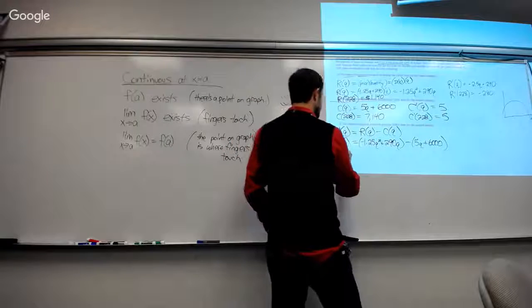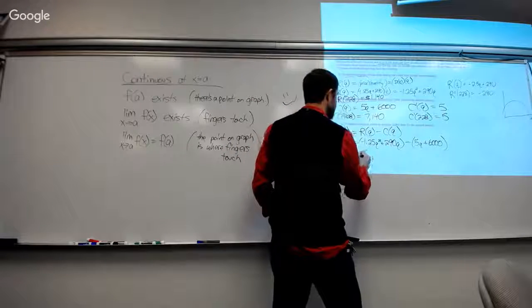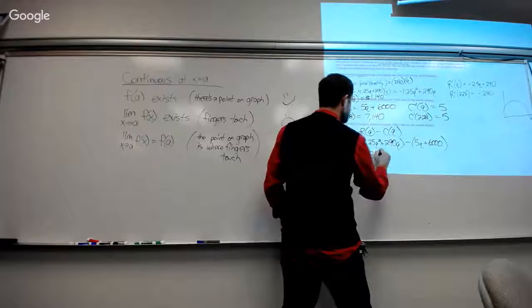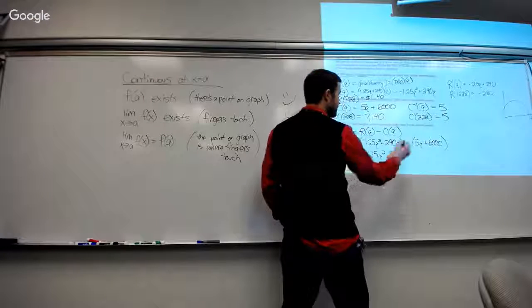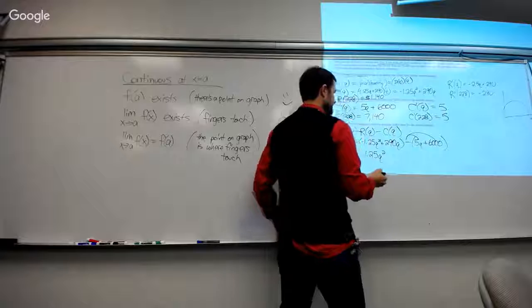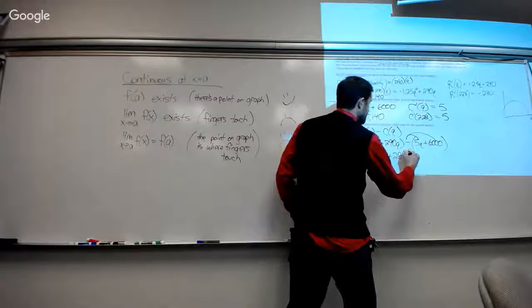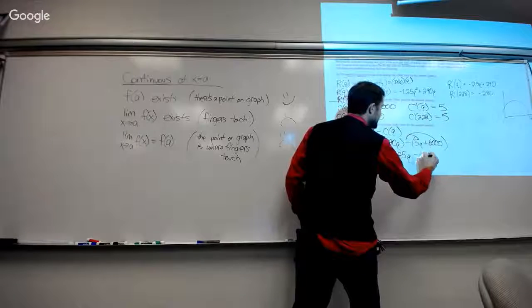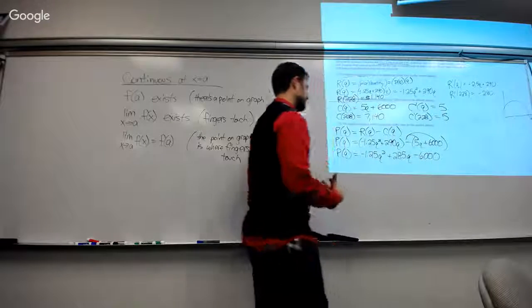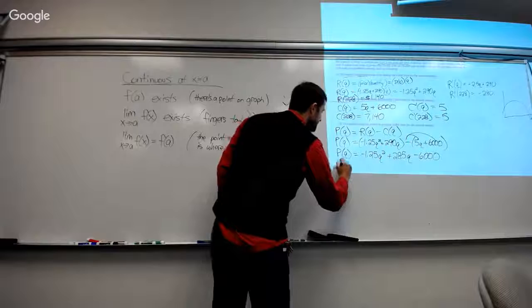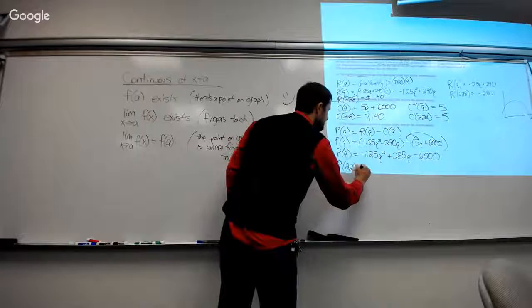So what is our formula for profit? The profit for Q items is what? Negative 1.25 Q squared. And then we're distributing this minus sign. So 290Q minus 5Q is plus 285Q. And then minus 6,000. So that's our profit.